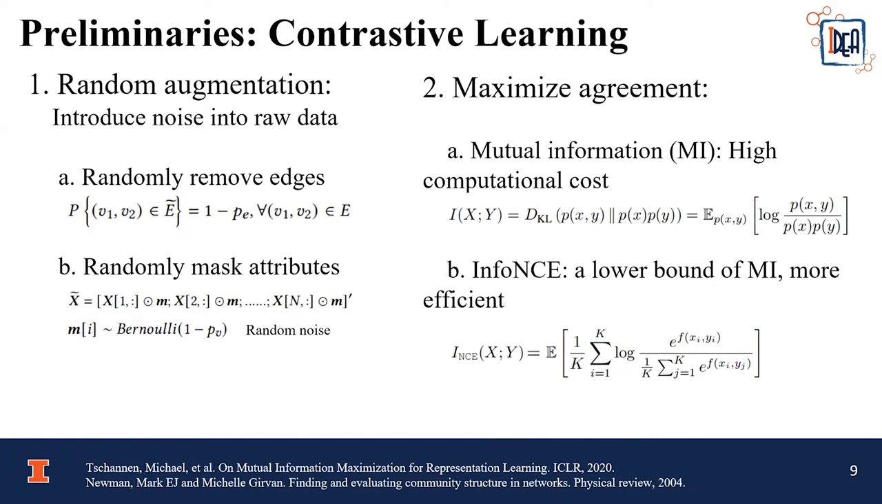And then in the training stage, we try to maximize the agreement between two graph views, usually by maximizing the mutual information. However, the mutual information is computationally costly. So in this work, we choose its alternative, the InfoNCE objective. It is a lower bound of MI and is more efficient.